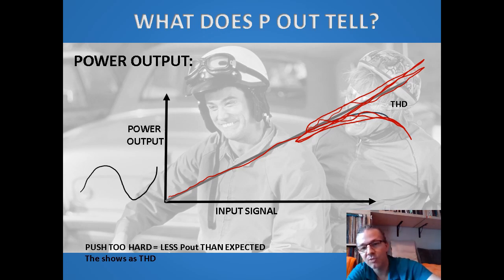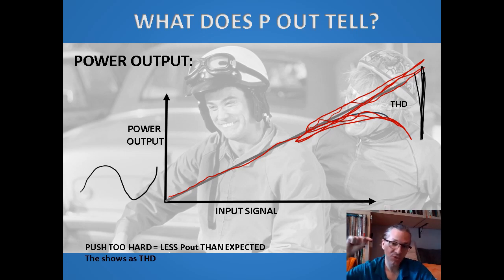The difference between what we expect to see and what we actually get will show up as harmonic distortion. Harmonic distortion is a result of trying to push too much signal out, and the amplifier cannot handle it. Your signal starts to collapse, and as it collapses it starts to widen, and this widening is the harmonic distortion.